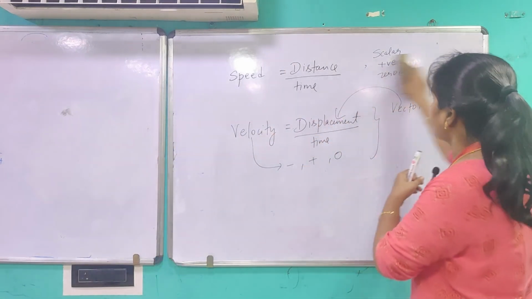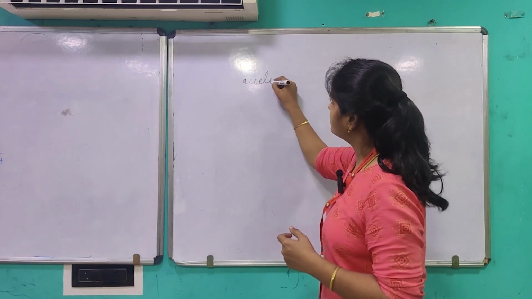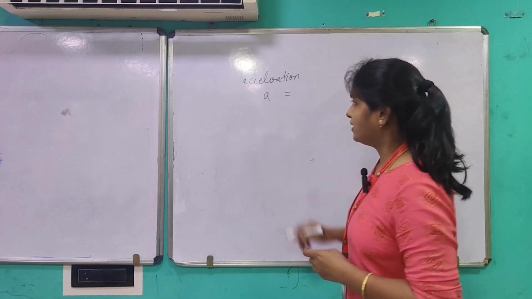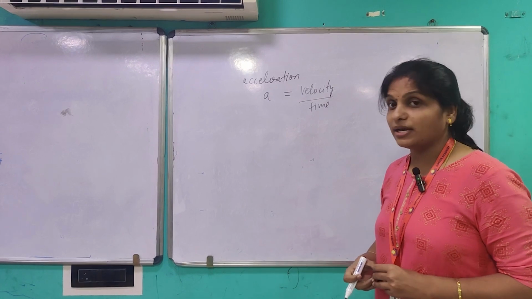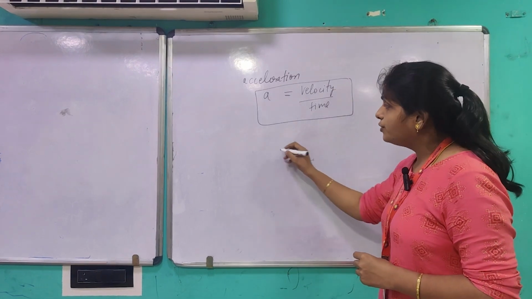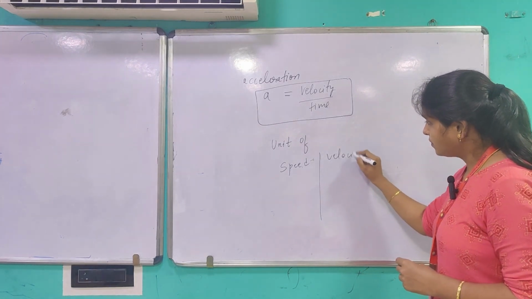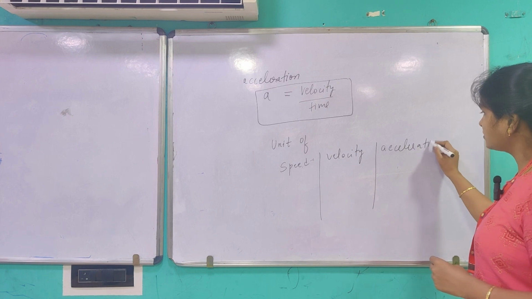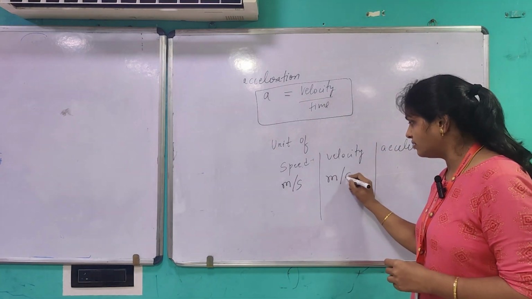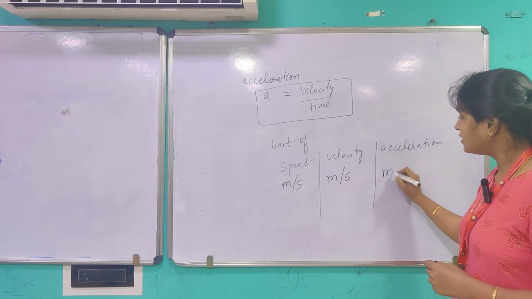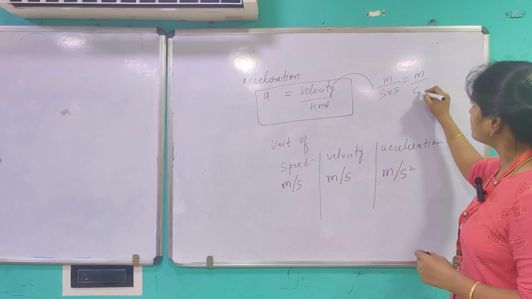Now we will see what is acceleration. Acceleration will be denoted by A, that will be velocity by time. Now the unit of speed, velocity and acceleration. What is the unit of speed? It will be distance divided by time. Velocity the same, distance divided by time, meter per second. And acceleration will be meter per second square. How? What is velocity? Meter per second and divided by time again. That's why it comes meter per second square.